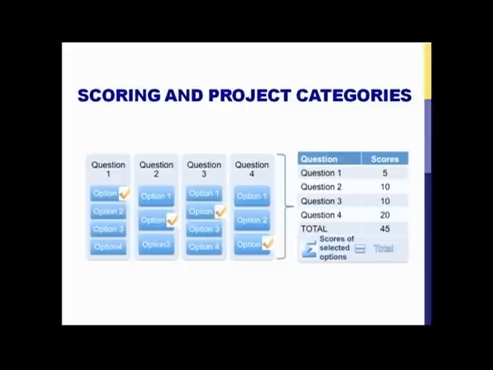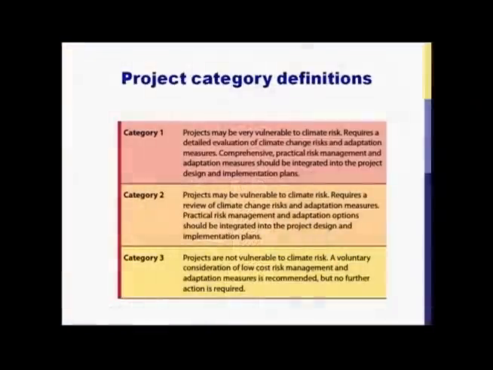No weighting, no fancy decision algorithms. We looked at a lot of different options, and we picked the easiest one that was simple and transparent for the bank staff. 3 categories. So the scoring has one purpose. It's to draw 2 lines. The first line is: is this a project that should go through even if you don't do anything on climate change? That's category 3.